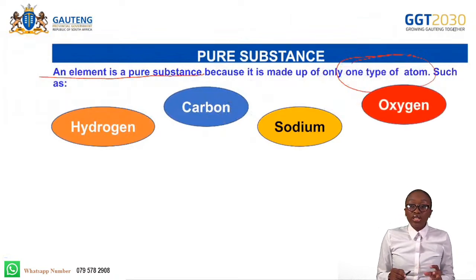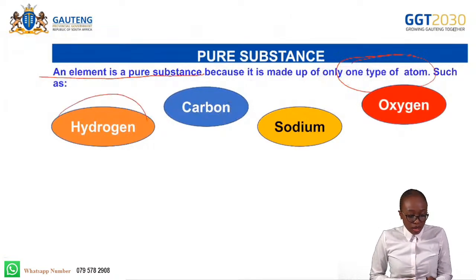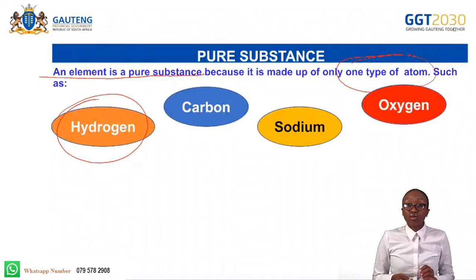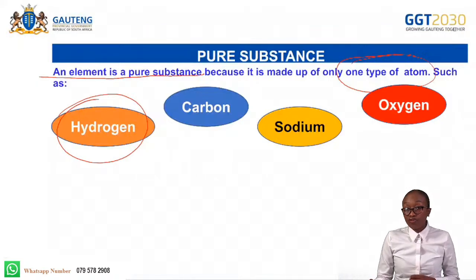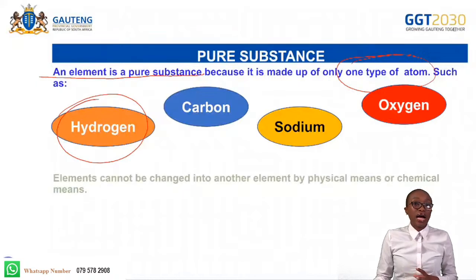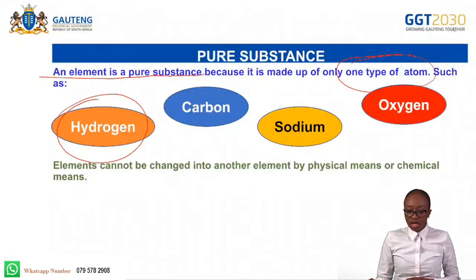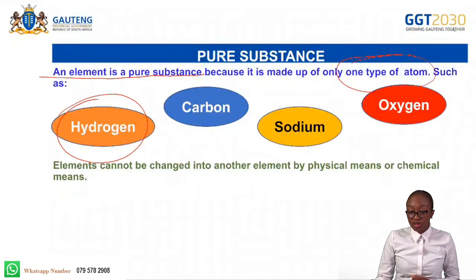So if we only have hydrogen atoms on their own, then that becomes a pure substance. If you've only got a substance made of carbon alone, then that is a pure substance. If we have a piece of matter made of sodium alone, then that is a pure substance. If we have a gas that consists of oxygen alone, then that is a pure substance.